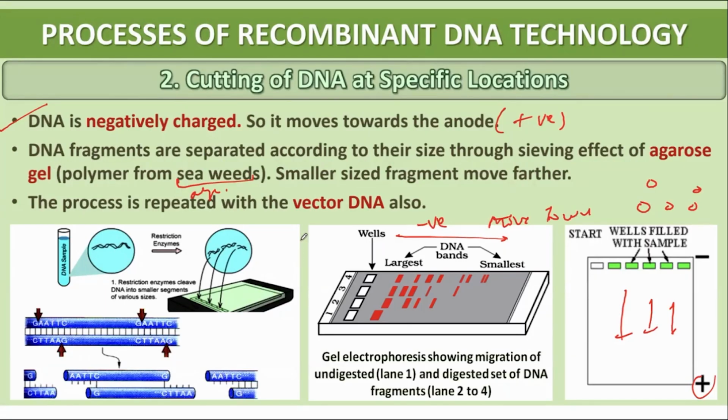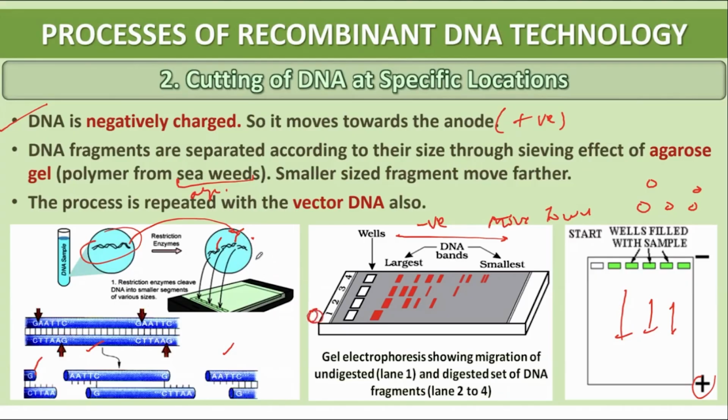So yeah, there's an example. There's a DNA sample, then I added a restriction enzyme, and it has cleaved this DNA into 3 different parts. Then I ran it and I'll get these 3 lines. Here, this is a depiction of gel electrophoresis.